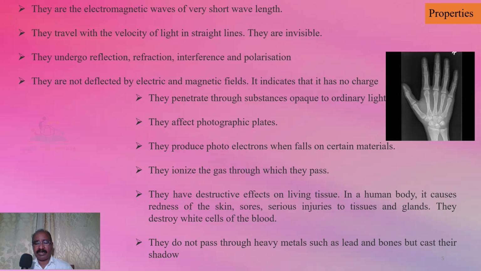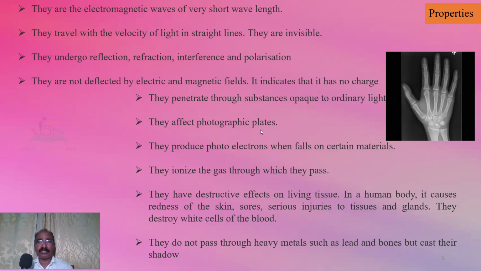Say, for example, if I take my hand here, when you send ordinary light, that light will not penetrate my hand. On the back side of my hand, you will have the shadow only. You can see the shadow of my hand. But X-rays will penetrate my hand also. Therefore, we won't see the shadow here. That's why I had written it here. They penetrate through substances opaque to ordinary light.